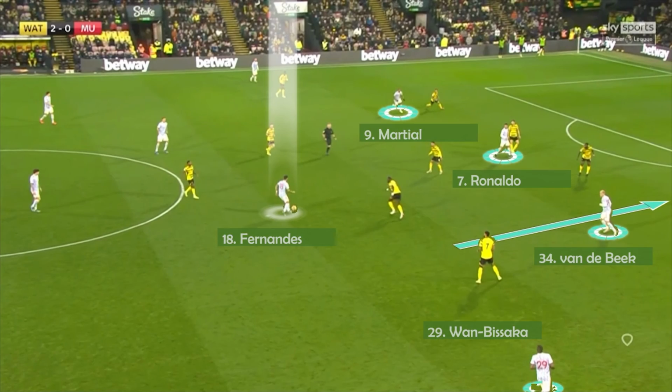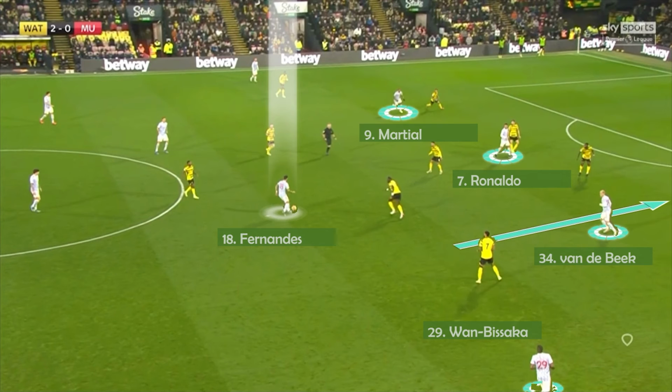In the next passage of play, Fernandes, as you can see, has the ball in an advanced area, and is going to be able to link up with Martial. He's going to feed it out to the right to Sancho, who can put a cross in for Ronaldo, who heads the ball back to Van de Beek. So that's an effective role for Van de Beek, breaking forward, a kind of box-to-box midfielder role.